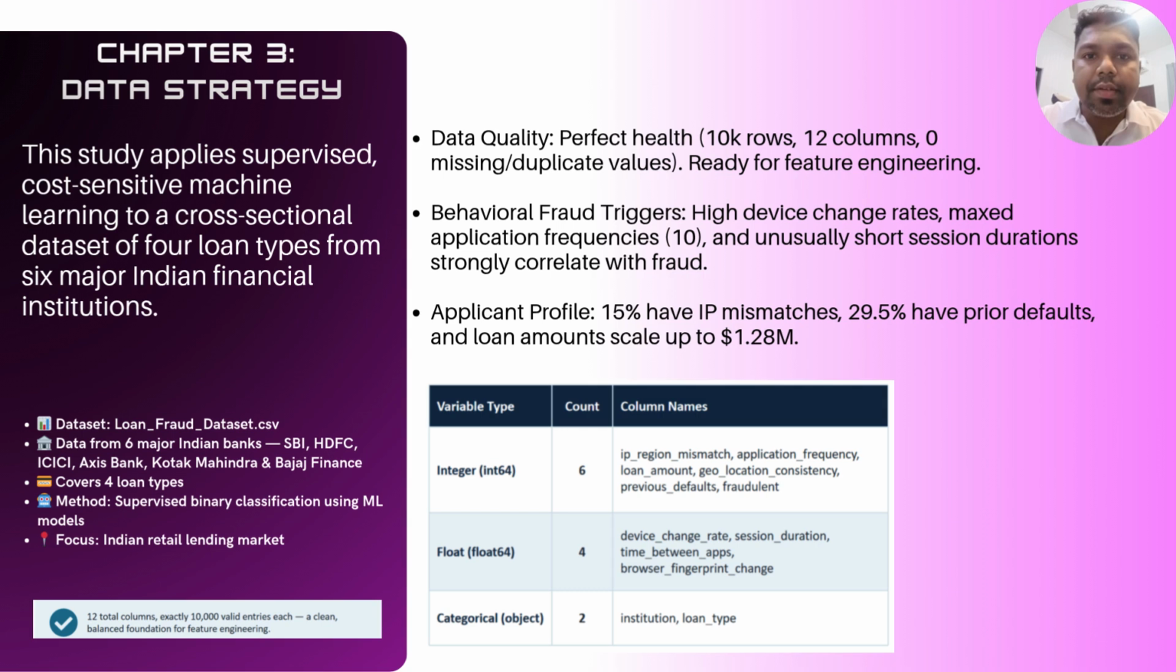The strongest correlates for fraud are clearly behavioral anomalies: high device change rate, maxed-out applicant application frequency, and unusually short sessions. There is also high exposure: about 50% of applicants have an IP region mismatch. Nearly 29.5% have prior defaults, and the loan amounts scale all the way up to 1.28 million.